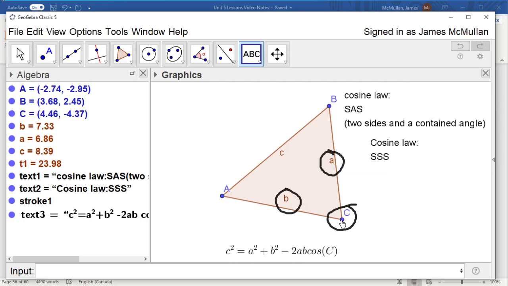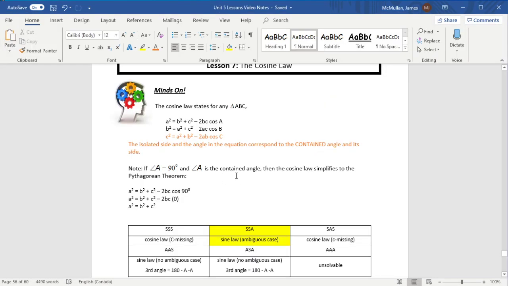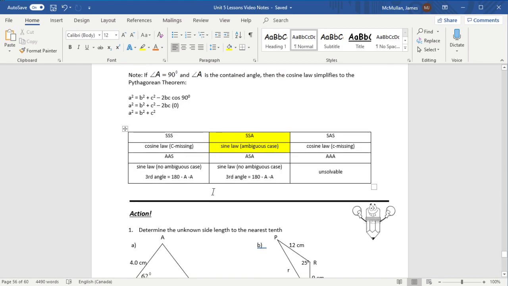All you have to remember is that the angle that you know is the one that you put here. If you have all three sides, then it's up to you which angle to pick. You just have to remember that whatever angle you pick also is the isolated variable over here. We'll go through a couple of these and you'll see what I mean in a moment.